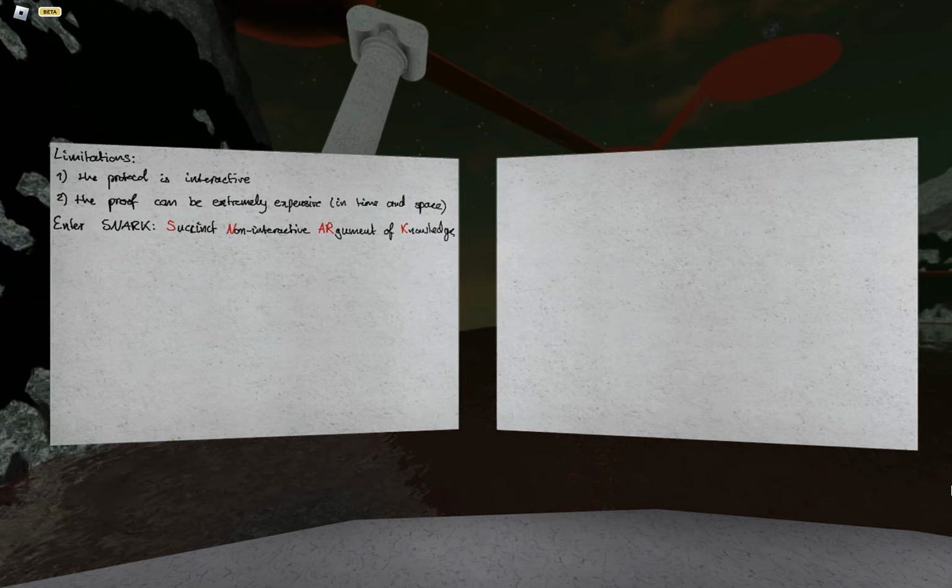Okay, so succinct, what does this mean? It means at most log n space and verifying time, where n is some security parameter for the problem. So we definitely don't want quadratic space and verifying time, and ideally, we want to do better than linear.